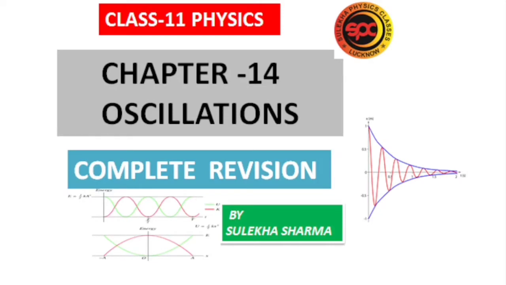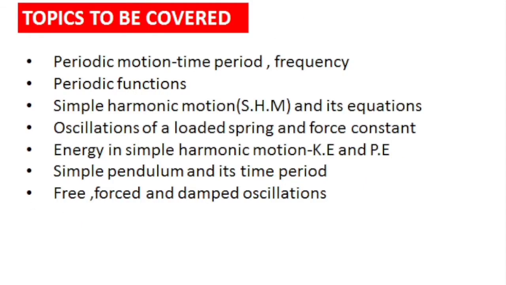Today I am going to start quick revision of chapter 14 of class 11th physics, that is oscillations. In this chapter, different topics to be covered are: first, what do you mean by periodic motion? Then different terms related to this periodic motion. Then this periodic motion is represented by periodic functions. After that, what do you mean by simple harmonic motion and its equations?